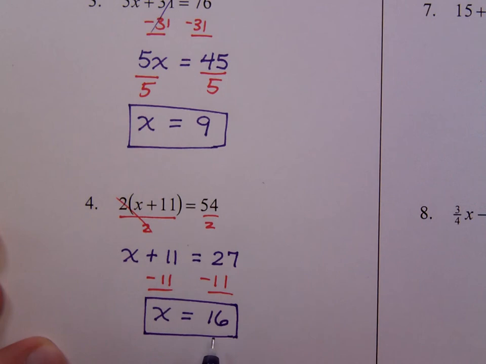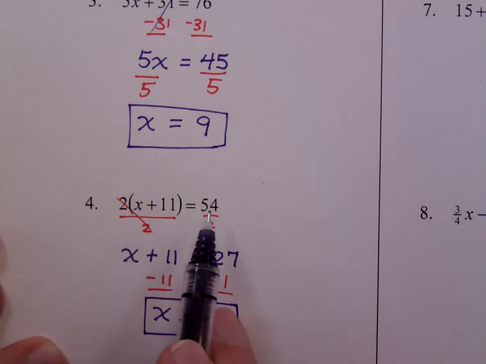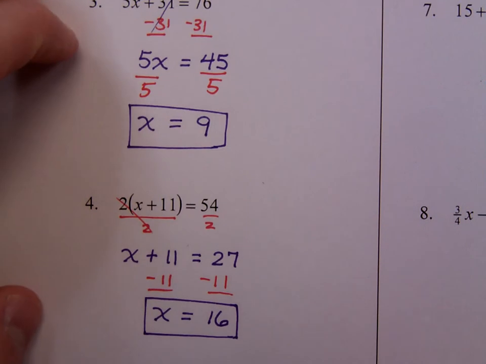And again, you can easily plug this in. 16 plus 11 is 27. 27 times 2 would give you 54. All right, now let's change this up just a little bit. These guys were nice, good review problems for you.